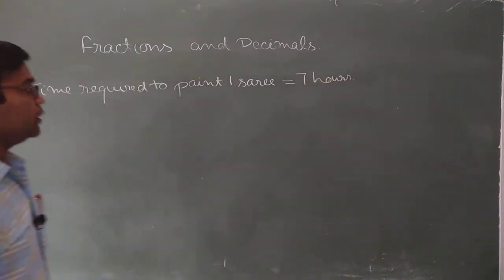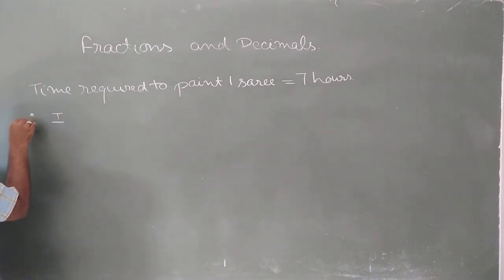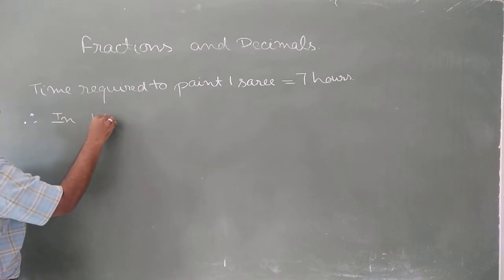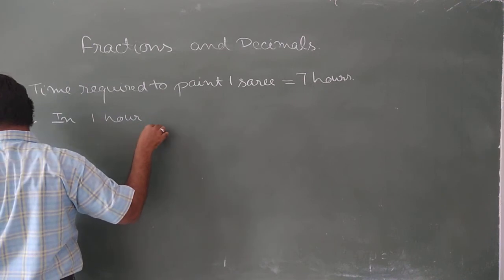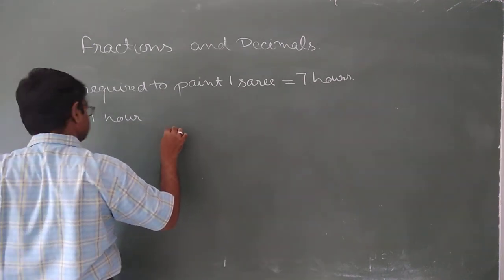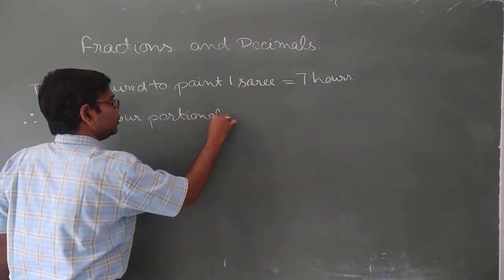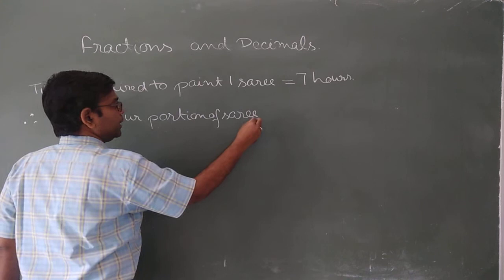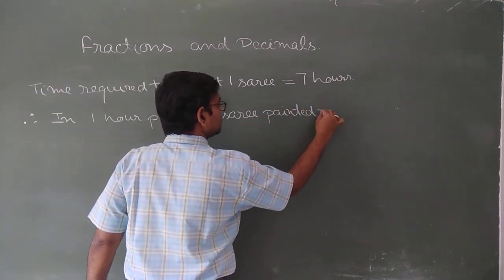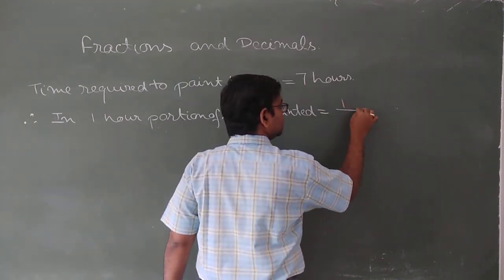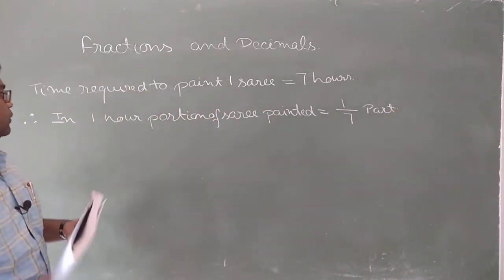Clear? Then therefore in 1 hour, the portion of sari painted equals 1 divided by 7 part. Clear? This is about 1 hour.